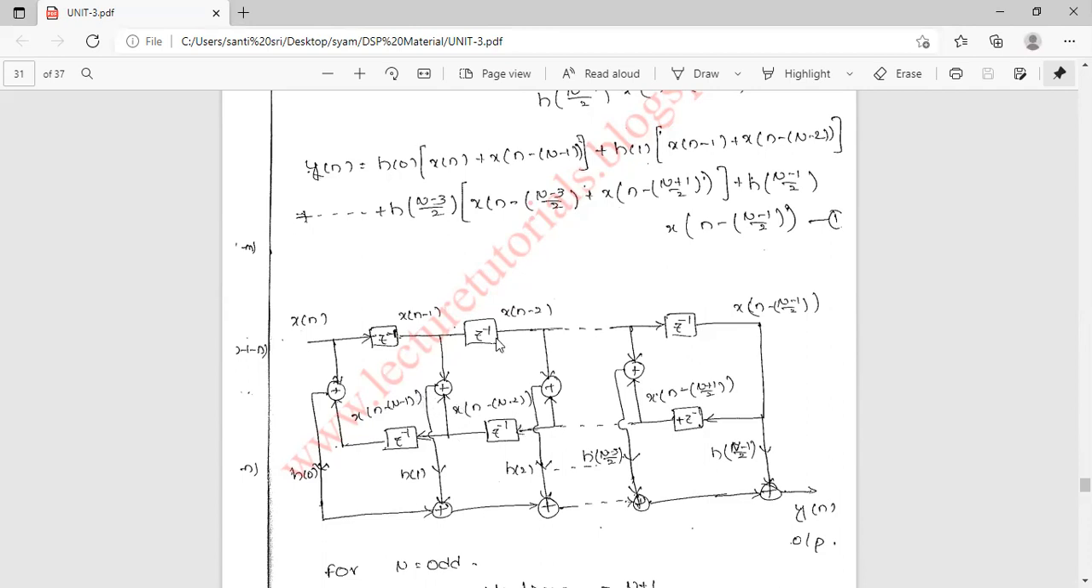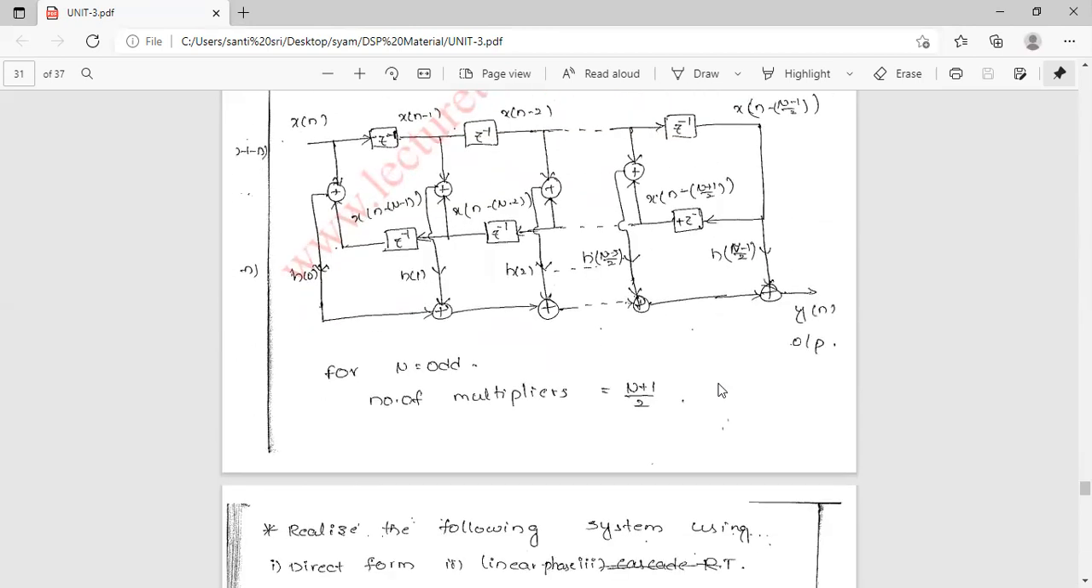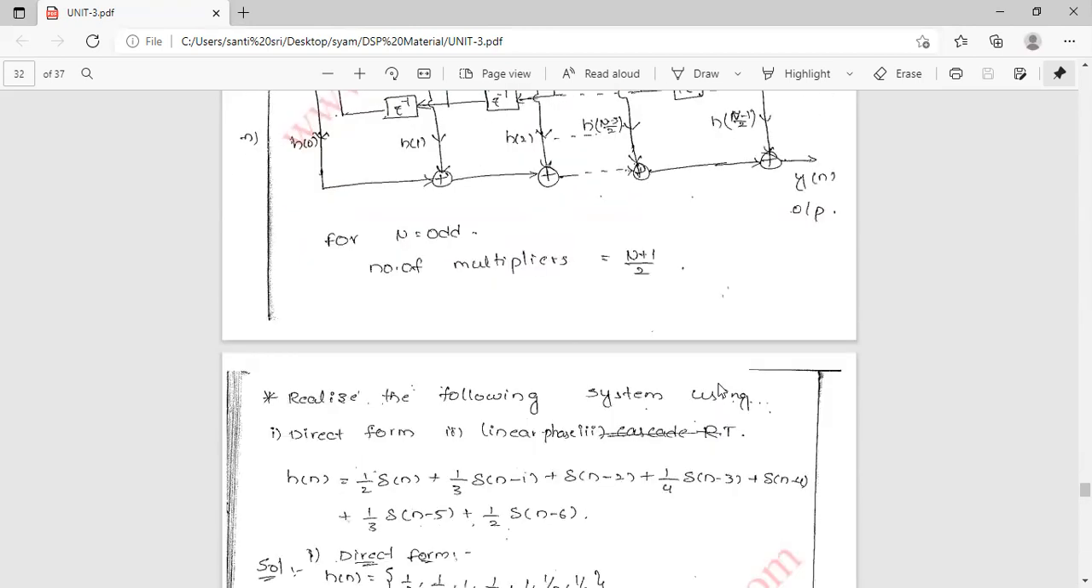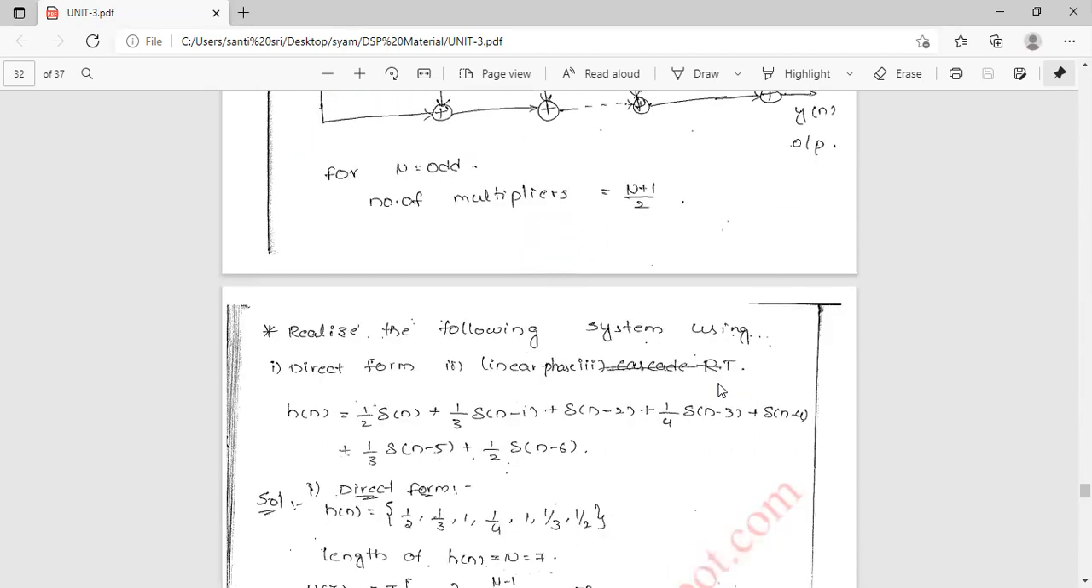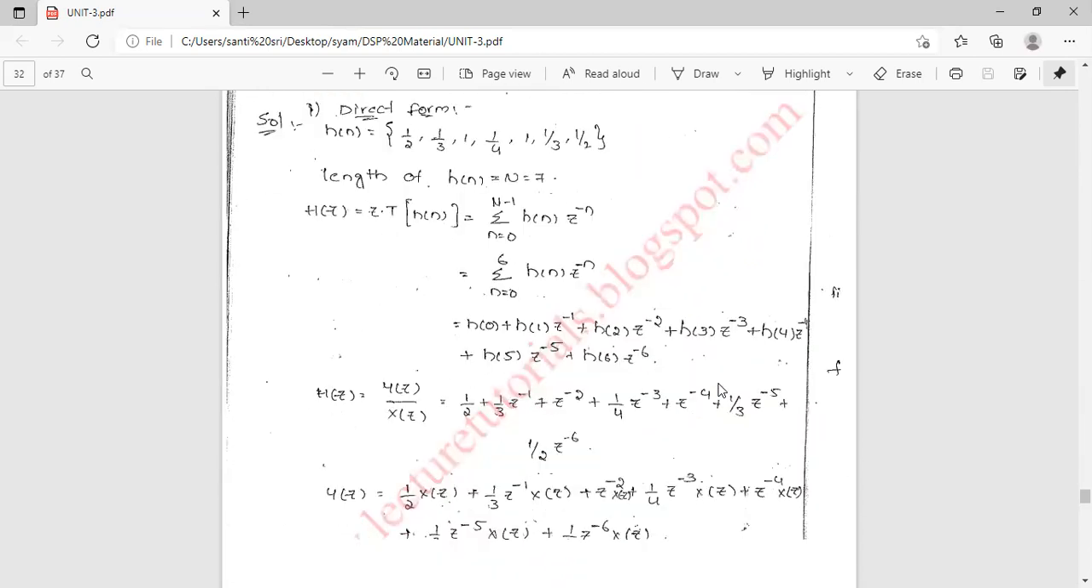Next, x of n minus 1, x of n minus n minus 2, and this is x of n minus n minus 2. These two are added. It will be multiplied by h of 1. Okay, and then this one and this one. So this is the diagram. For n is odd, number of multipliers are (n plus 1) by 2. Okay. Now do some problems.